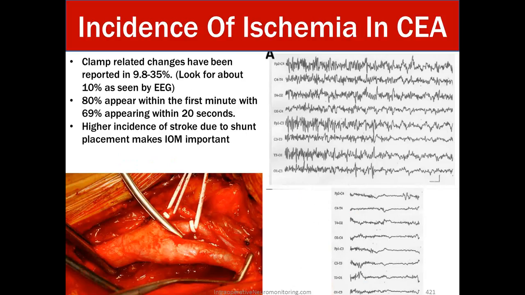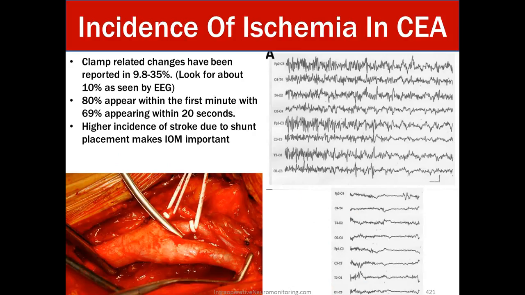Incidence of ischemia in carotids. Clamp-related changes have been reported in 10 to 35%. So when you're looking to see how often a change happens in EEGs, about 1 in 10 is the appropriate number to say.